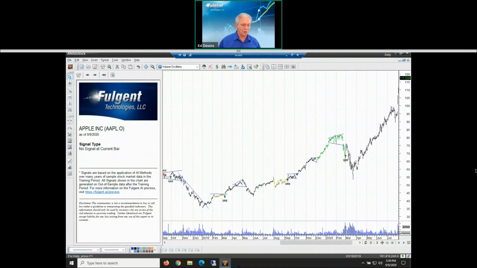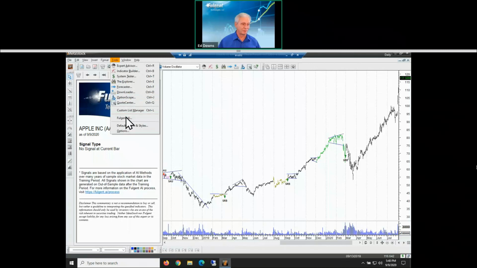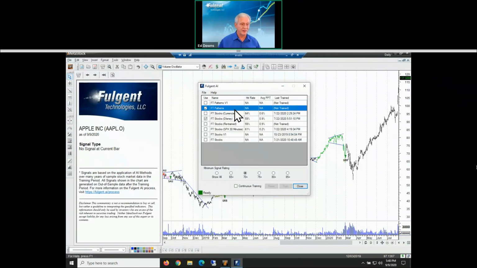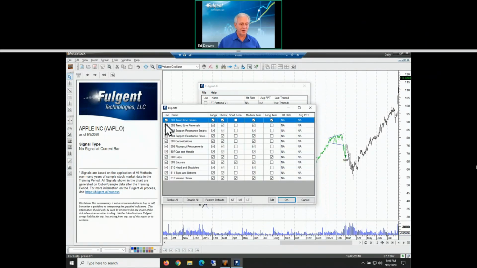The other thing you can do, of course, is once you start using this, you're going to find patterns that you really like, some that you think are much more tradable for the way you trade. And so you can come in here and, like I was doing, turn off individual ones. But the second area of configurability is this term, because there are short-term, medium-term, and long-term patterns.